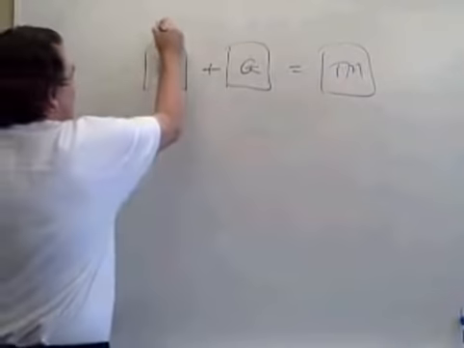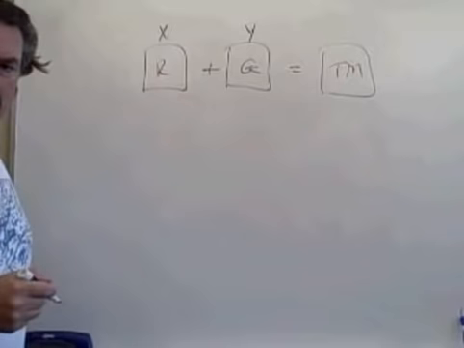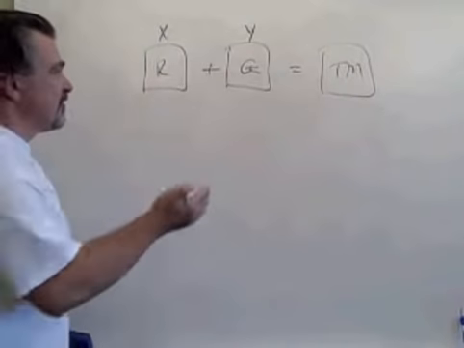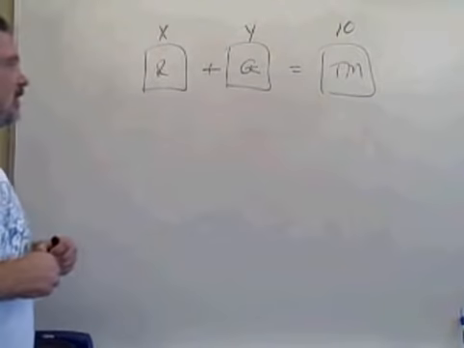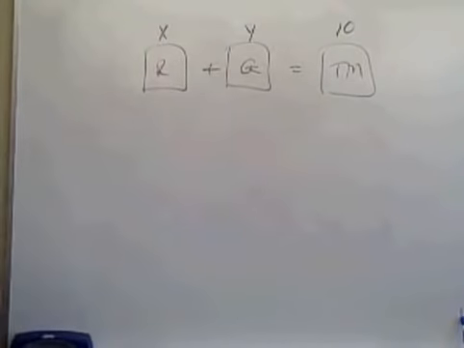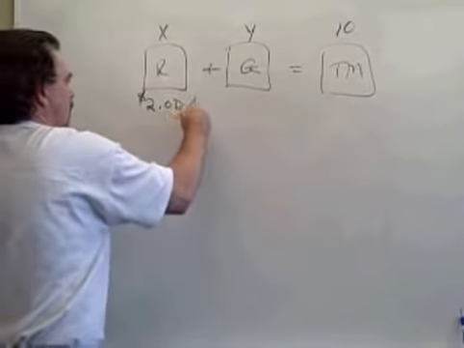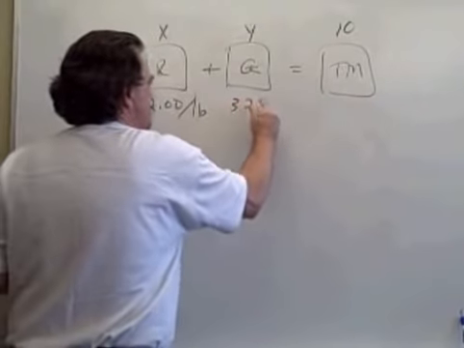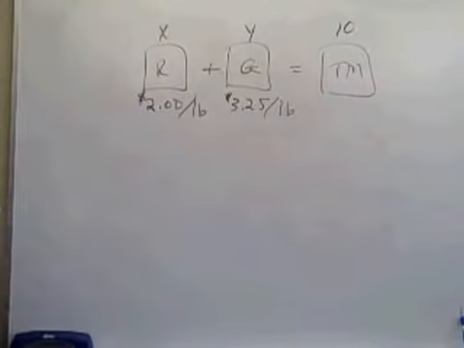And we want to know how many pounds of raisins, so let's call that X, how many pounds of granola, let's call that Y, to make 10 pounds of the trail mix. And the raisins cost, let's see, what's the figure for raisins? Raisins are $2 a pound. The granola is $3.25 per pound. And we want to sell the trail mix at $2.50 per pound.